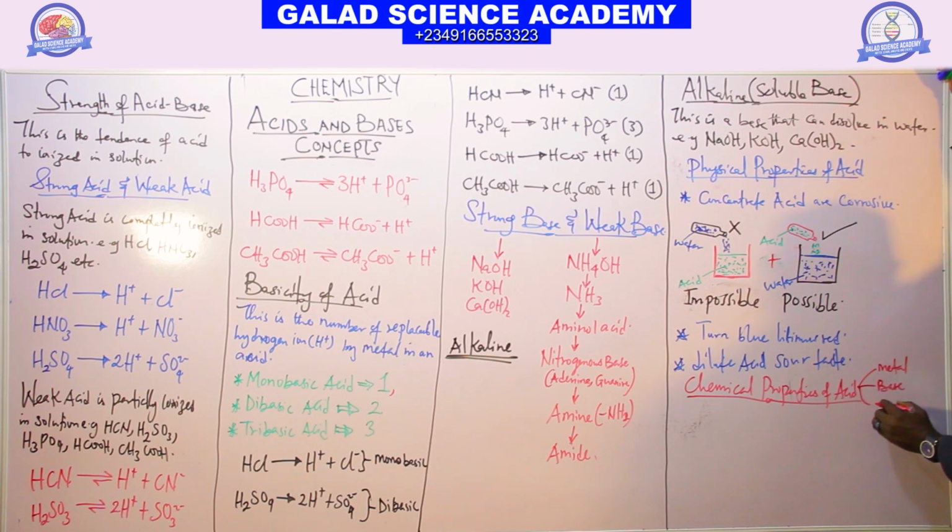It reacts with carbonate salt to liberate carbon dioxide. When acid reacts with metal, it will give us hydrogen gas. When acid reacts with base, it will give us salt. When acid reacts with carbonate salt, it will give us CO2.